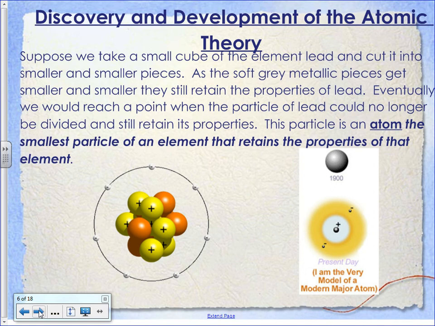So if we're looking at iron, every one of those atoms would have 26 protons, and they'd have 29 neutrons, something like that. But they would all be exactly the same. All right. So eventually, like we said, we reached the point where the particle of lead could no longer be divided and still retain its properties.